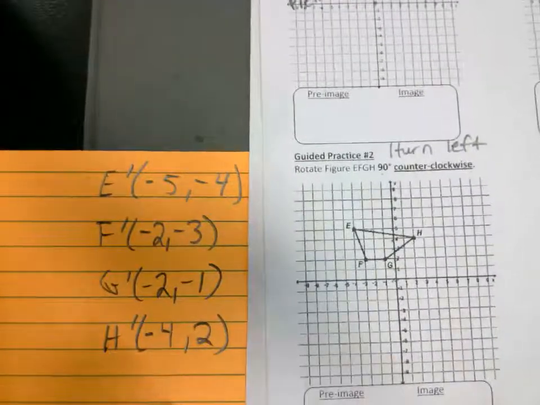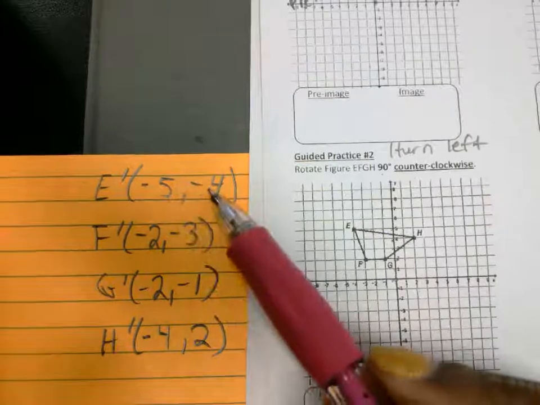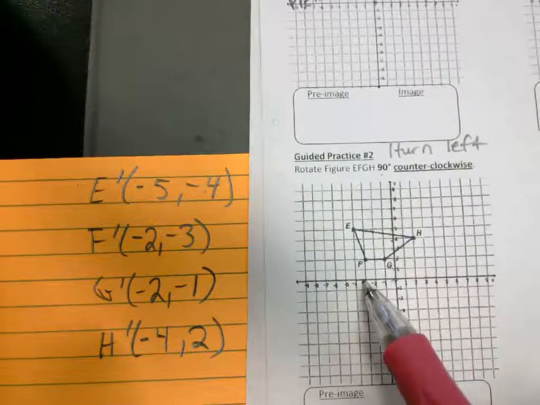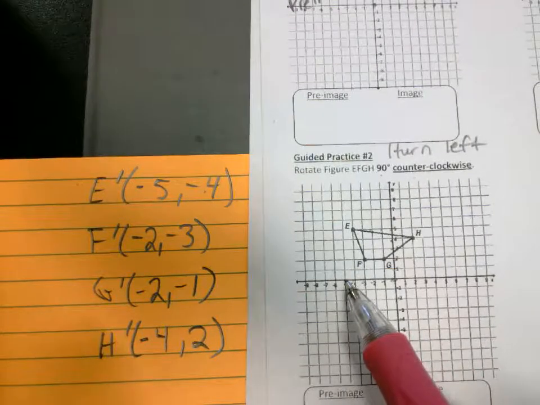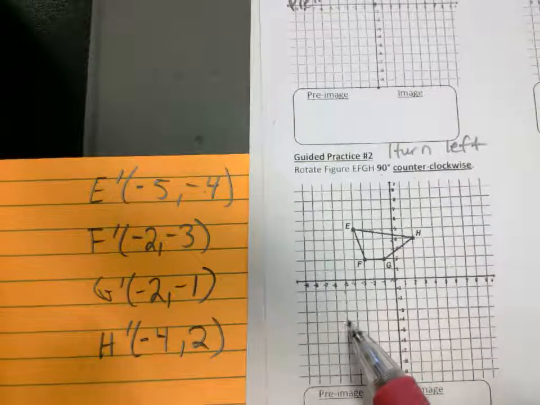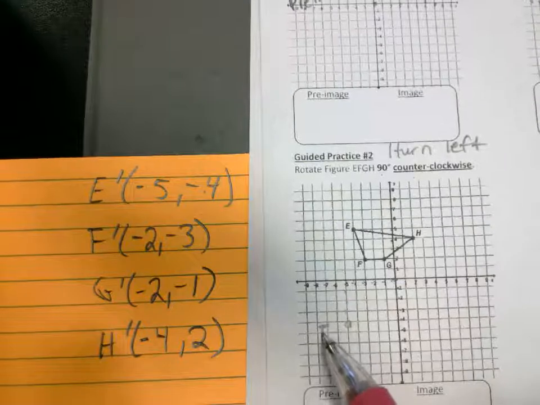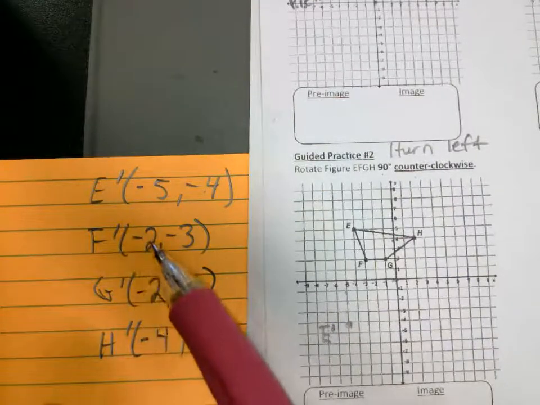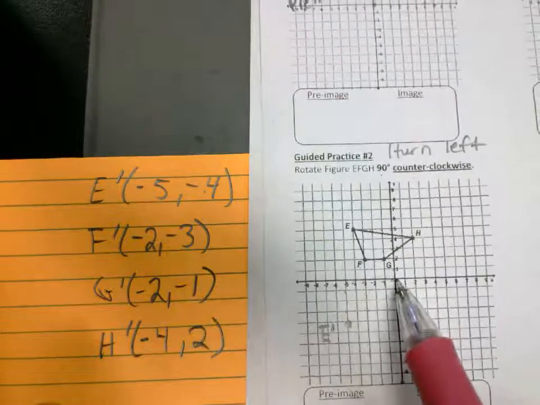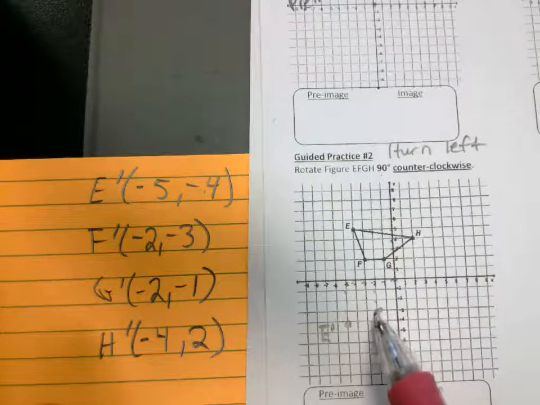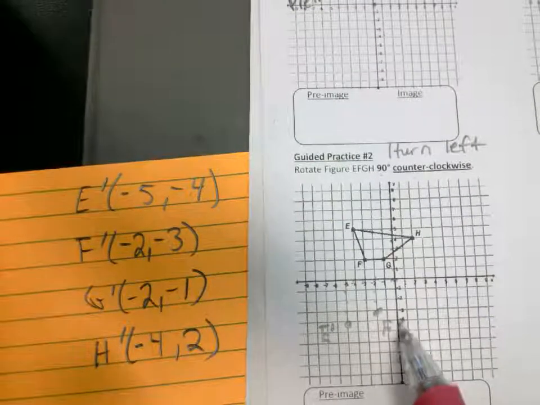All right, so look, I'm going to graph -5 and -4. Start at the origin. -5, go to the left. 1, 2, 3, 4, 5, right here. Go down. 1, 2, 3, 4, right here. This is E prime. I'm going to graph F prime. -2 and -3. I'm going to go to the left. 1, 2, and down. 1, 2, 3. This is F prime.